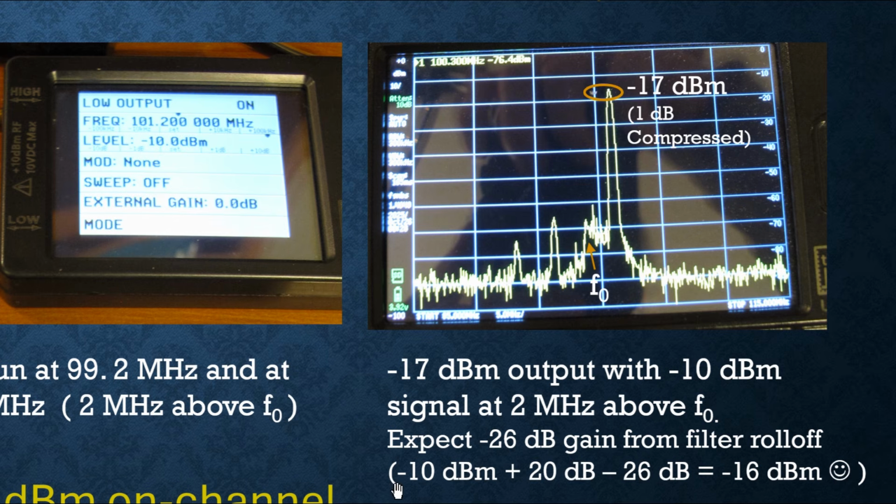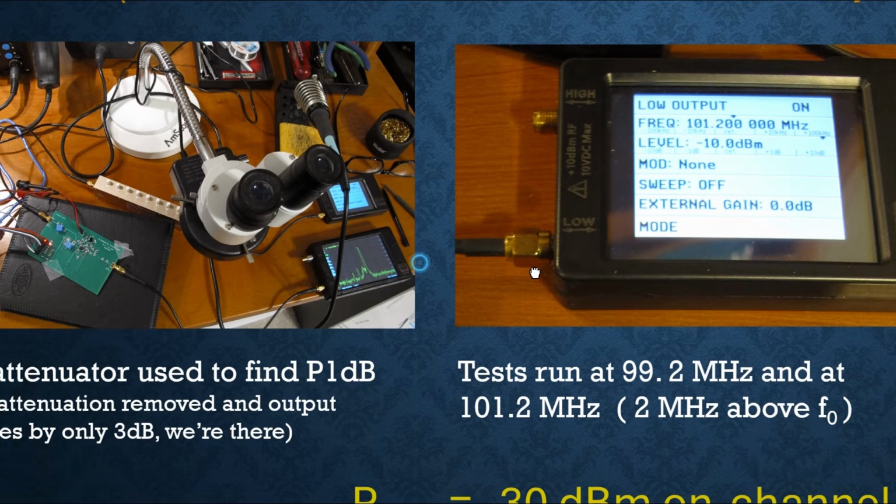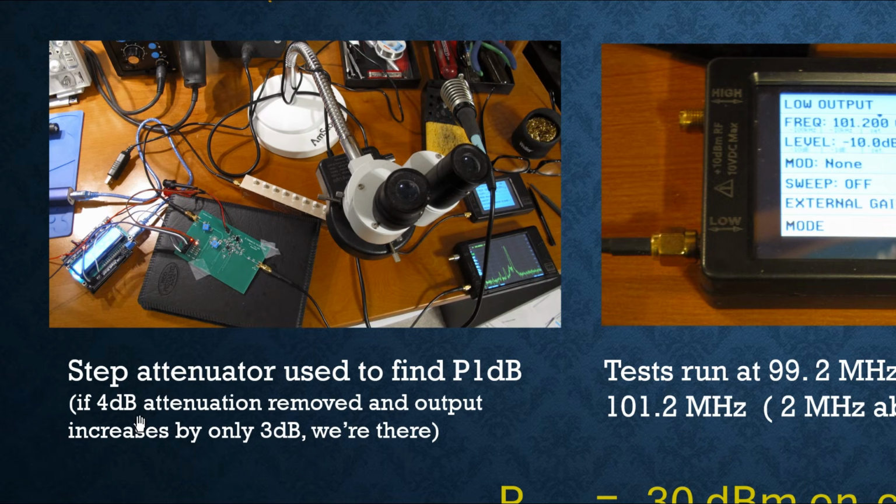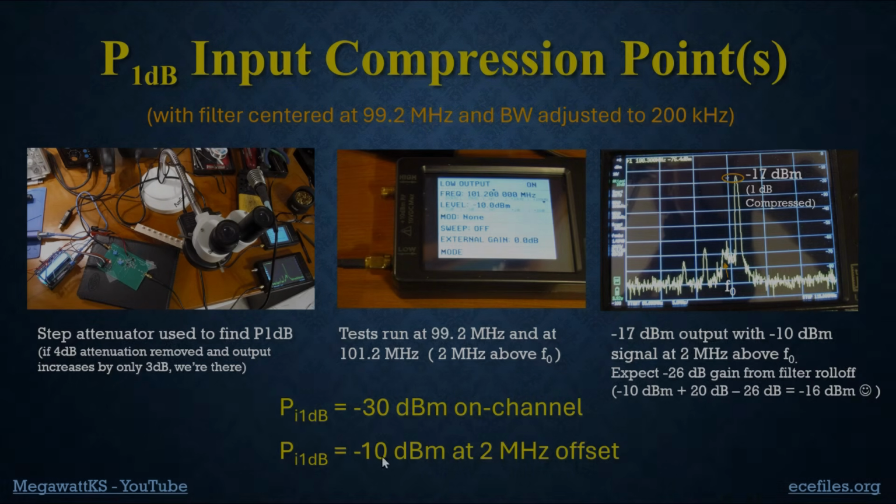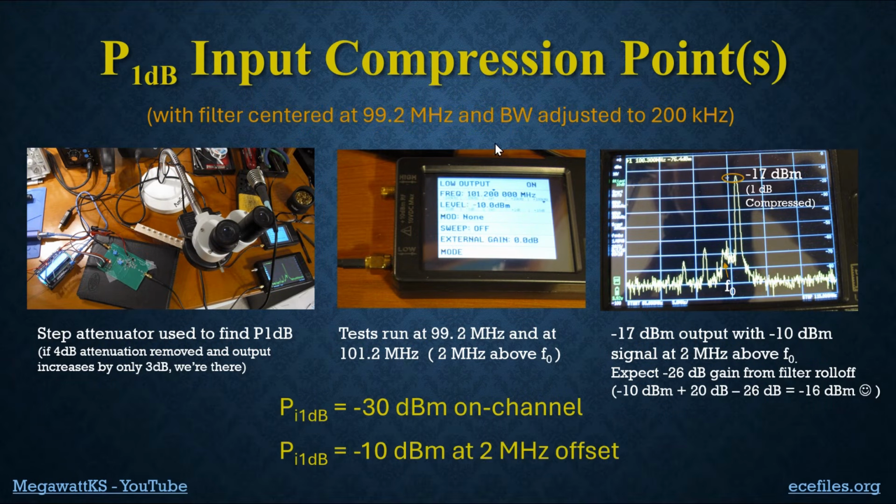All right. So we expect the output to be minus 10 dBm plus 20 dB, that's our gain, minus 26, that's our filter roll-off, or minus 16. We got minus 17. Now, you've got to be careful about that because there are accuracy issues here. What you really do is what we did over here, where we put in and out step attenuation values and made sure that we were entering compression and found the 1 dB compression point. Okay, so that's how we measure the compression points.